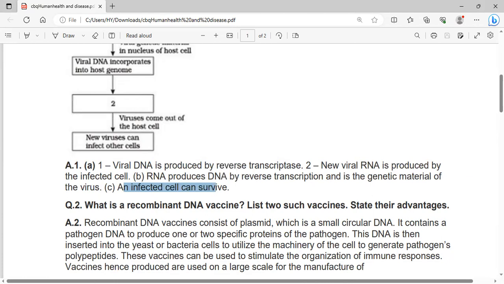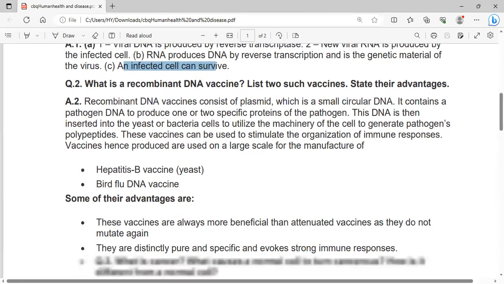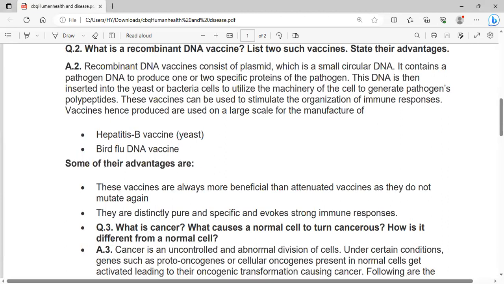The second question. Now come to competency based question. As you should know, in class 12 the weightage of competency based questions is increased. So it is important to learn them. What is a recombinant DNA vaccine? List such vaccines. State their advantages.